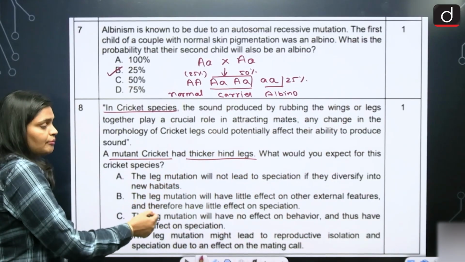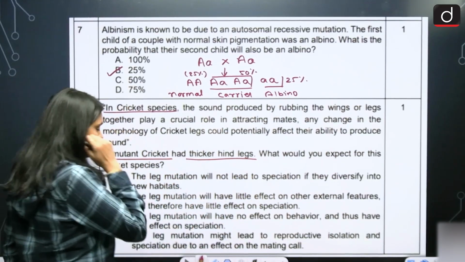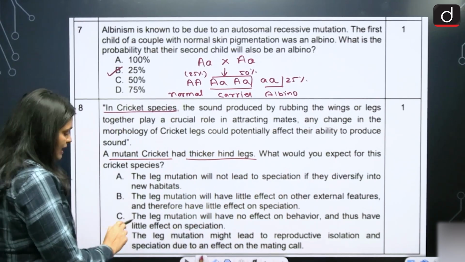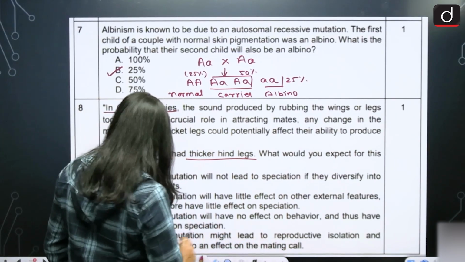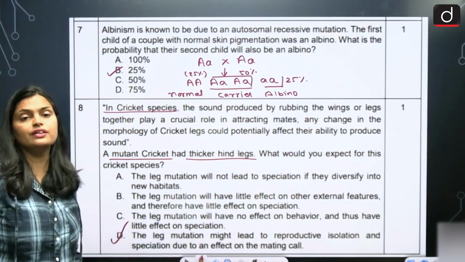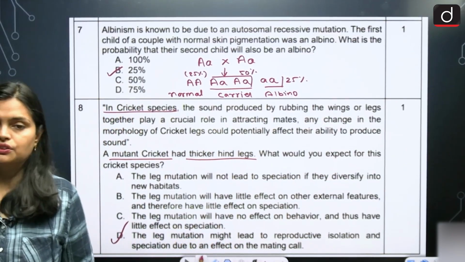Wrong. The leg mutation will have little effect on the external feature. Wrong. Leg mutation will have no effect on behavior. Wrong. The leg mutation might lead to reproductive isolation and speciation due to the effect. So this is the behavioral reproductive isolation. Okay.